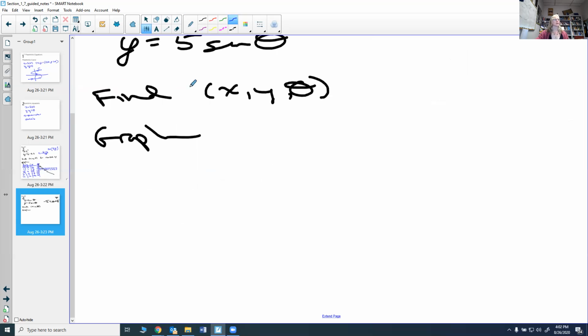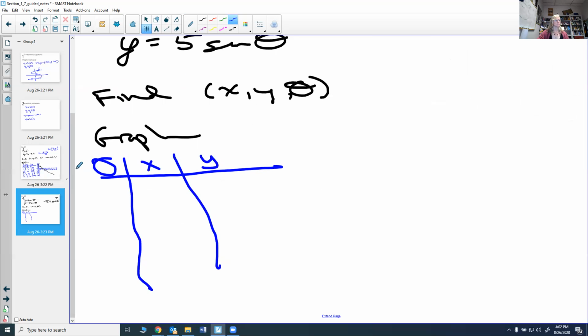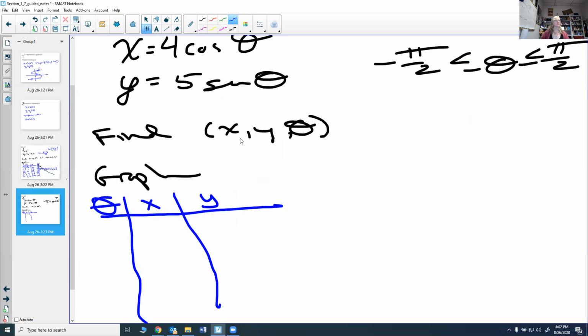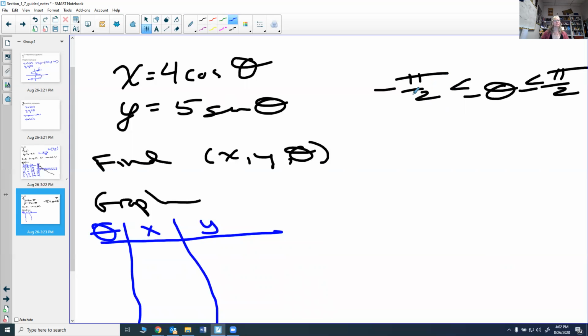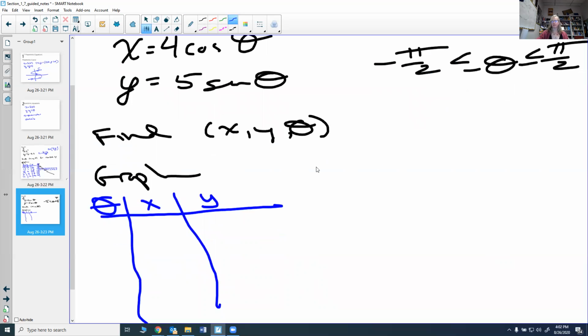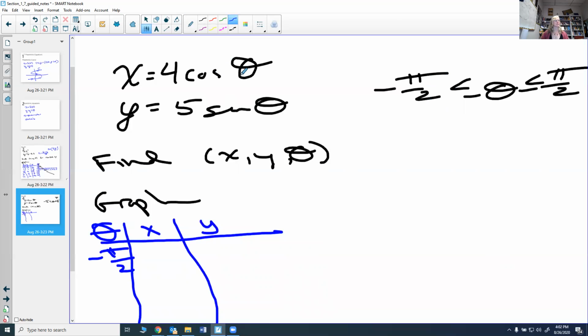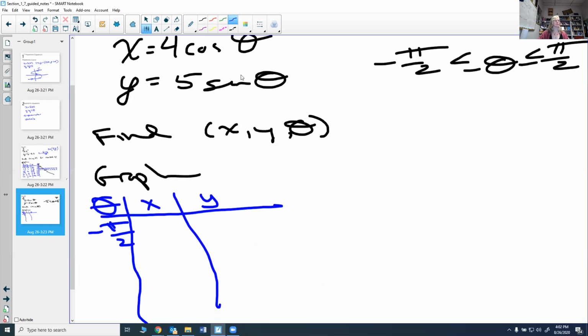So again, I'm going to make up a little chart of theta values, x values, and y values. And my theta values, because my theta is restricted between negative pi halves and pi halves, I'm going to start with negative pi halves. So if I put negative pi halves in there, 4 times the cosine of negative pi halves is 4 times 0, which is 0. And then 5 times the sine of negative pi halves. The sine of negative pi halves is negative 1, so we get negative 5.